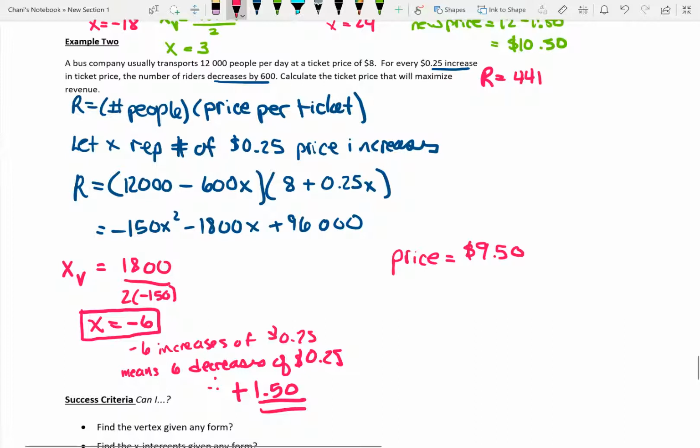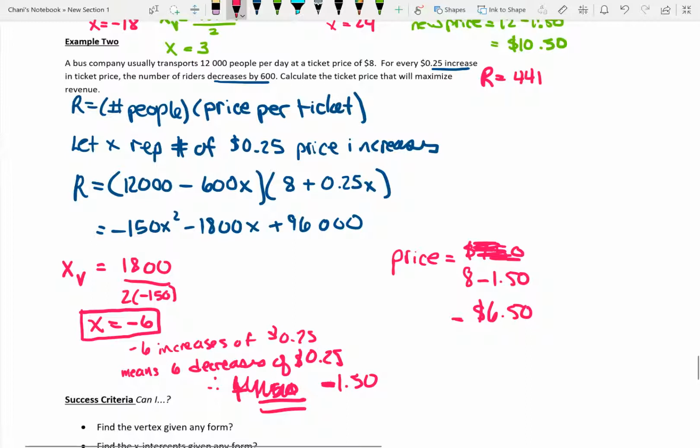Oh, wait, sorry. We're going to go down $1.50. I made a mistake. Down $1.50. So our price is 8 minus $1.50, so $6.50. So if we decrease the price to $6.50 per ticket, we'll get so many more people. That is a way to maximize revenue. So that will be the correlation there.